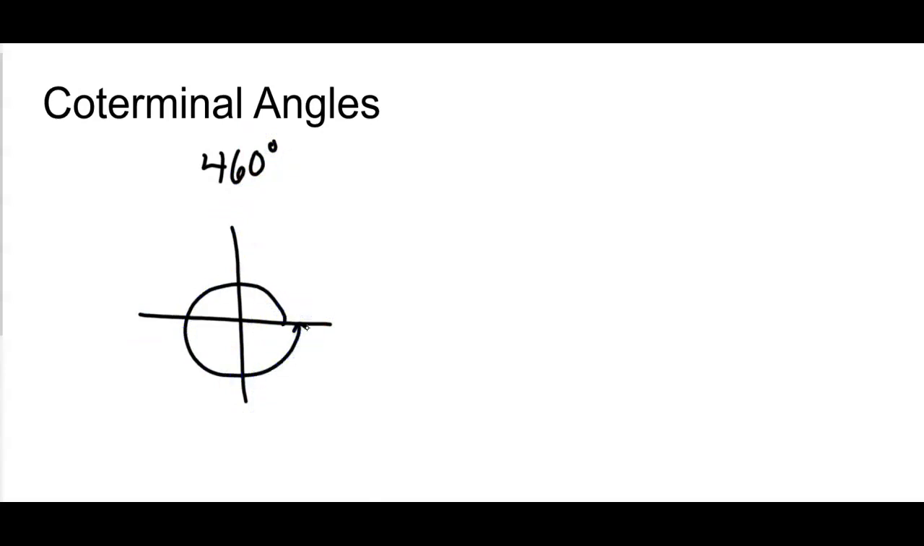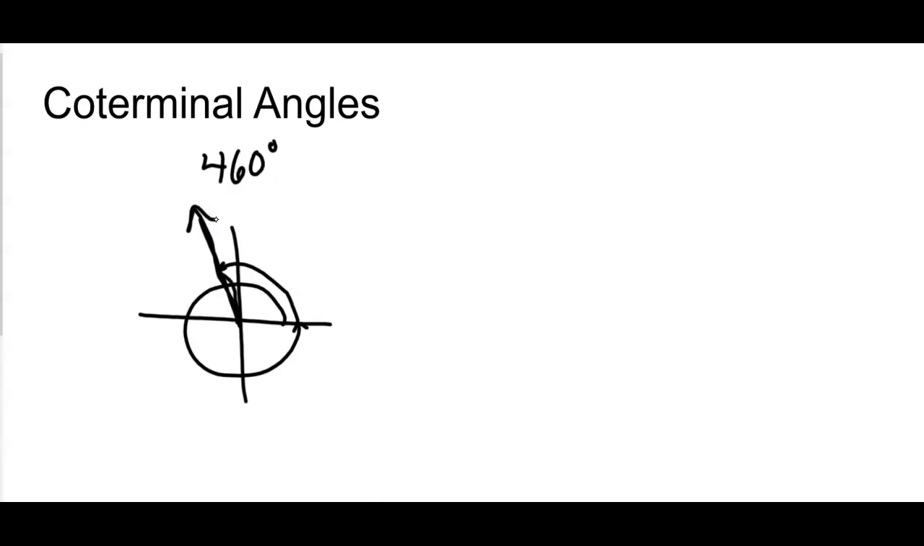And then the last thing I wanted to talk about was coterminal angles. So say you have an angle of 460 degrees. Well, 460 degrees, that's all the way around once. That's 360. And then we'd have to go another 100 degrees. So it's going to be like over here someplace. But that would be how you would draw 460 degrees.